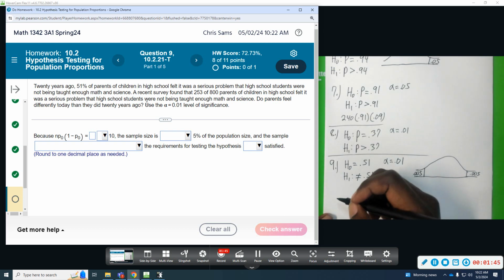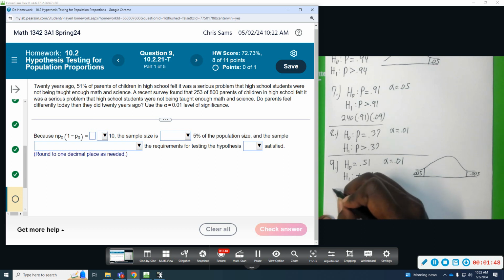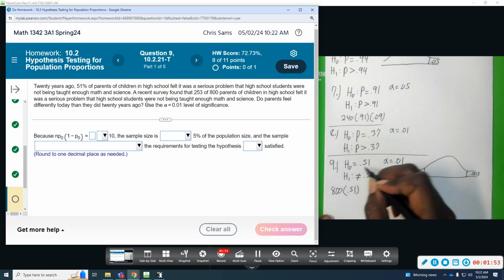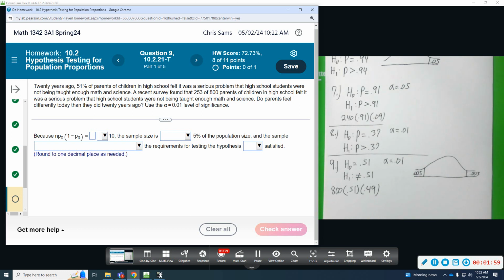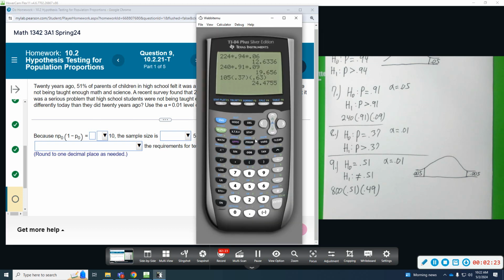So we're going to test first, can we use this? So I'm going to be doing 800 times the 51. 1 minus 51 will give us 0.49. So I'm going to see if this is greater than 10. Parents of high school students survey. So it doesn't tell us from the population, just says high school students. A lot of high schools, this is going to be a small sample relative to all high school students. Just keeping that in mind as we move forward.